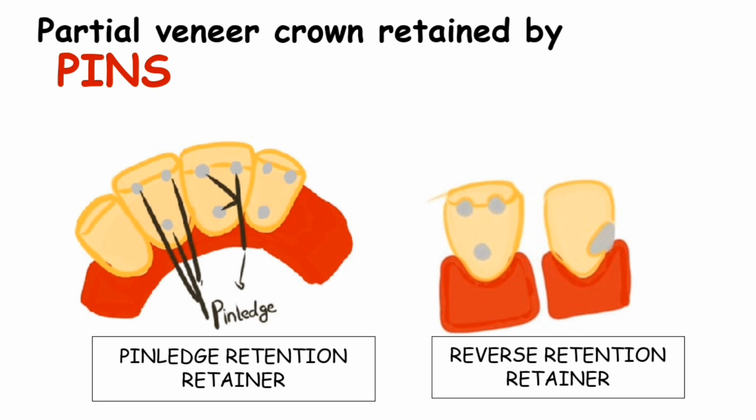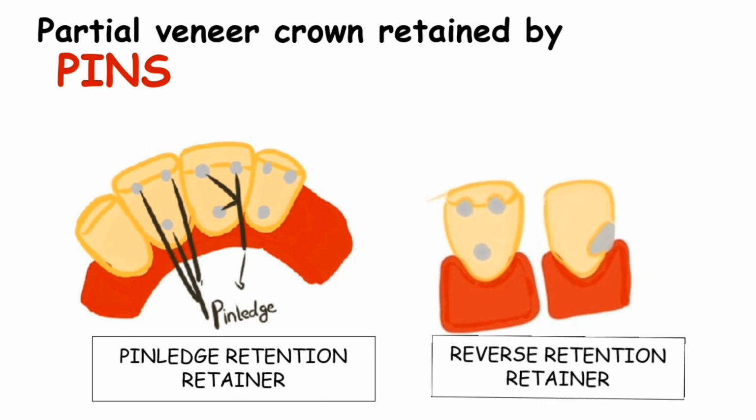The first one is the partial veneer crown retained by pins, that is the pin ledge. We will talk first about the pin ledge retention retainer, or we can call it the pin ledge retainer. It is a modified type of anterior 3/4 crown that obtains its retention from 3 parallel pins, that is 2 incisal and 1 cervical, in the lingual or palatal surface of the clinical crown.